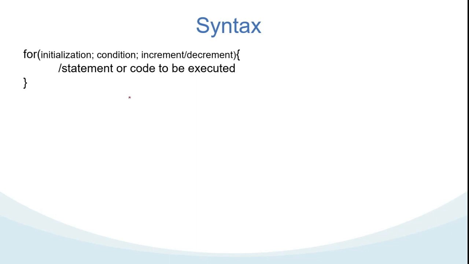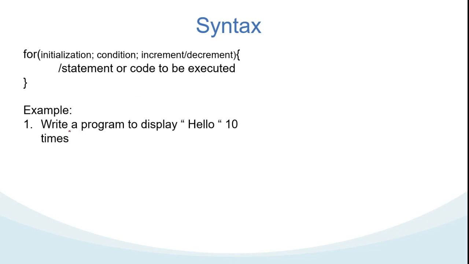An example is like this. You are asked to write a program to display hello 10 times. In pseudocode, it will look like the following. You will have to initialize it. In this case, I use x as my variable. So I initialize x with 1. So my starting point is 1.